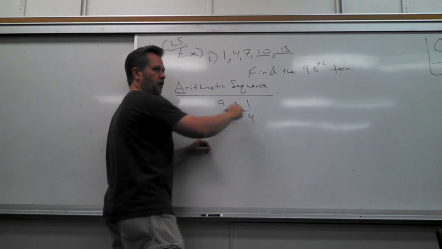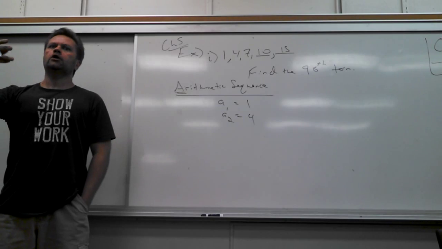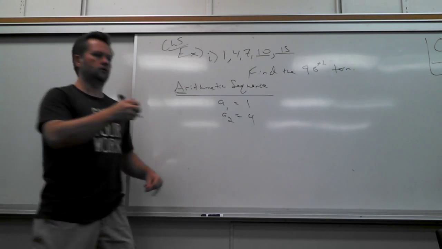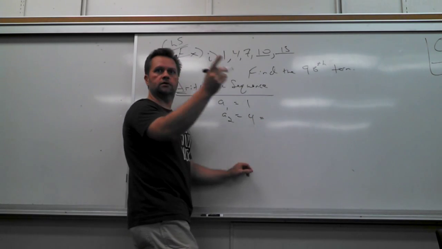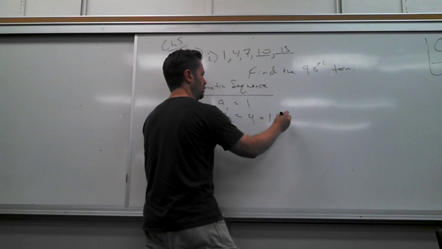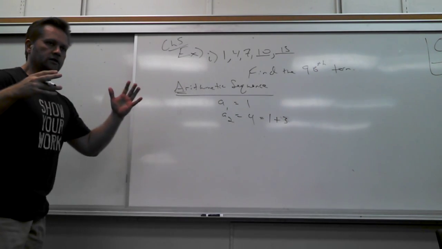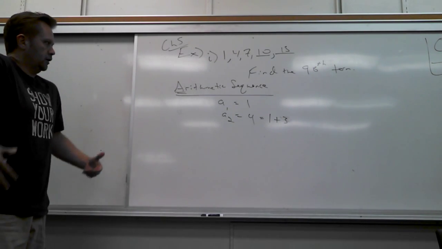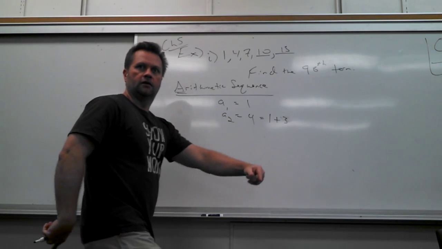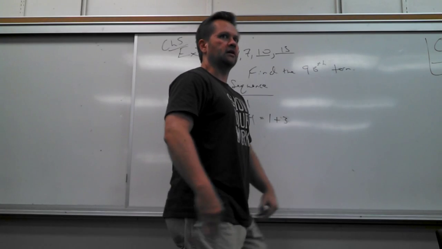So if A1 is 1, and it is, how do I get from 1 to the next thing? How do I get from 1 to 4? What do I do? Say it? Add 3. I love it. So arithmetic sequences are kind of nice. You think about them as how to move from place to place. So if I start at position 1, and every step I take is 3 feet big, now I'm at position 4. I take another step.